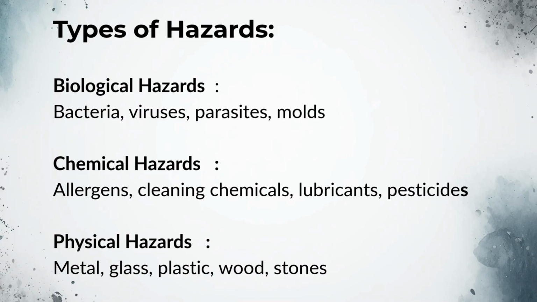In HACCP, we focus on 3 main types of hazards. Biological hazards, such as bacteria, viruses, and parasites. Chemical hazards, including allergens, cleaning chemicals, and lubricants. And physical hazards, like metal, glass, or plastic. Our job is to identify where these hazards could enter the process and put controls in place to prevent them.